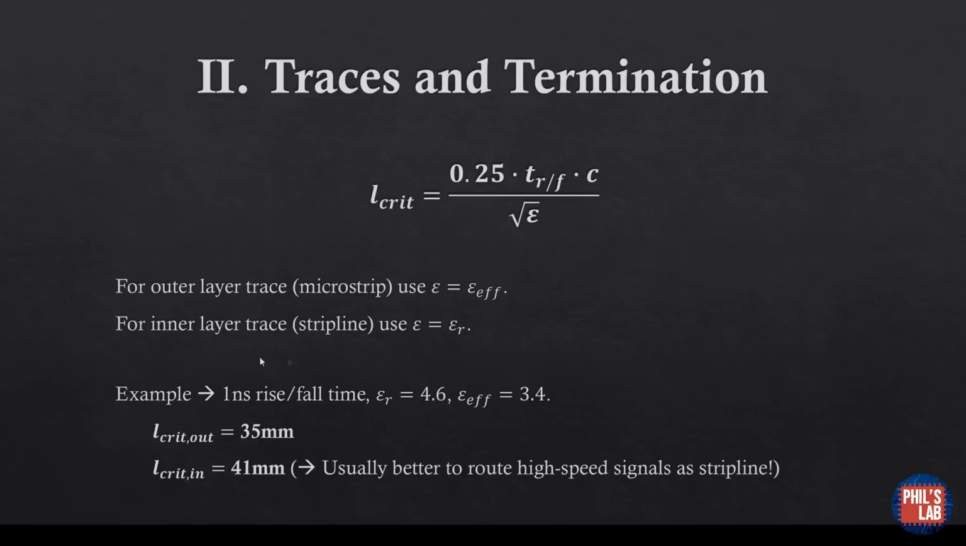Going back to our example, we have a 1 nanosecond rise or fall time. Let's say a typical dielectric constant of 4.6, which according to a calculator on the internet gives me 3.4 as an effective dielectric constant for the microstrip. So our critical length when we start having to pay attention to our routing is already at 35 millimeters for an outer layer trace and 41 millimeters for an inner layer trace. So for a 32 MHz simple 8-bit microcontroller, we have to start paying attention at 35 millimeters. And that's not exactly a long distance. You can also see typically for a stripline trace, so an inner layer trace, 41 millimeters is longer than 35 millimeters, so it's typically usually better to route high-speed signals as stripline because you have more leeway.